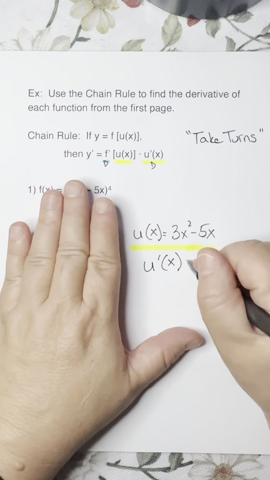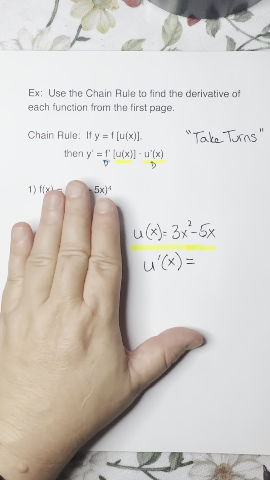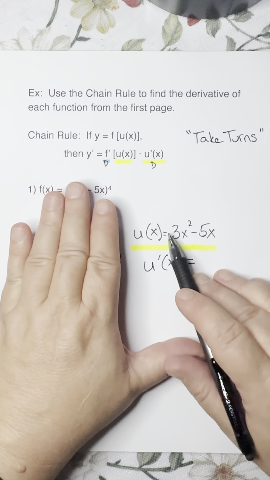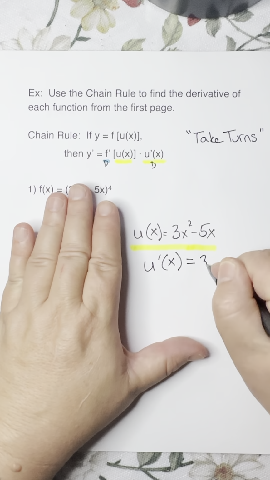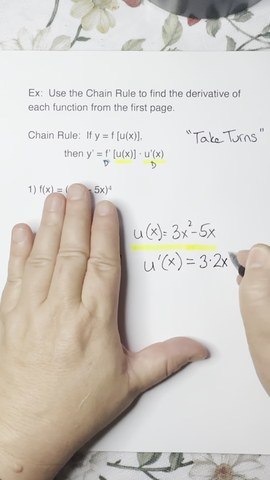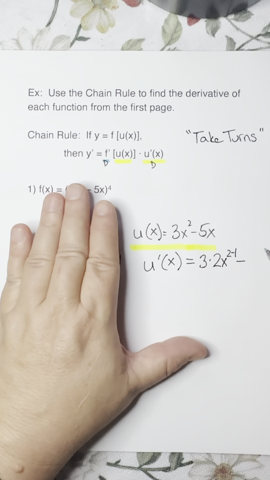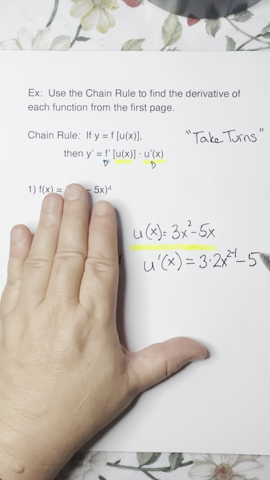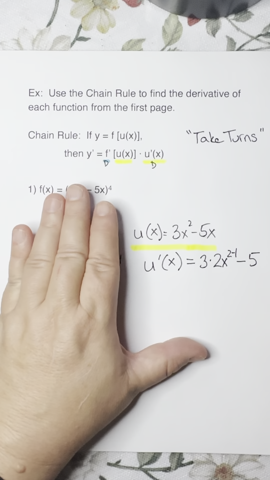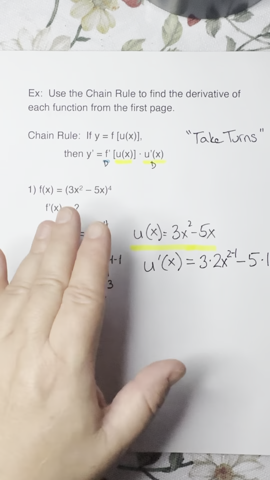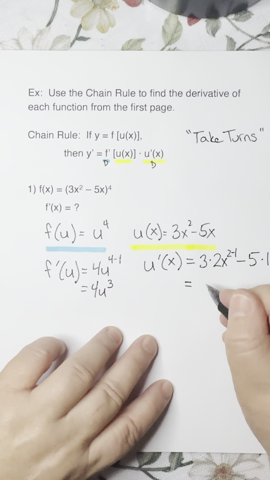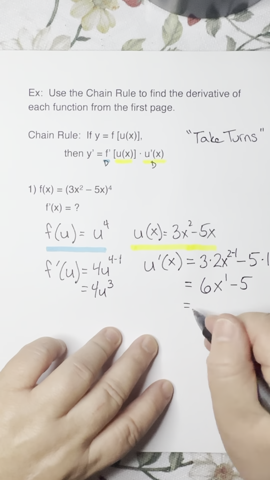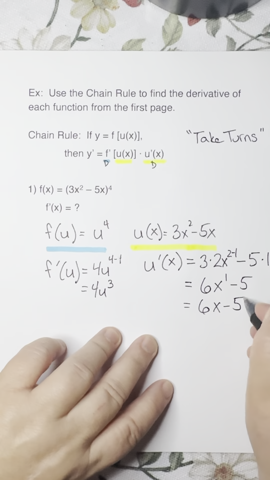And so this is u. Let's go ahead and take the derivative here. The derivative of u: the power rule says the 2 comes down, so we've got 3 times 2x to the 2 minus 1, minus, and remember 5x, if it's just an x, you just leave the coefficient, so just 5. Technically it's 5 times 1 if you want, you don't have to write it. So this is going to be 6x to the first power minus 5, so that's 6x minus 5.